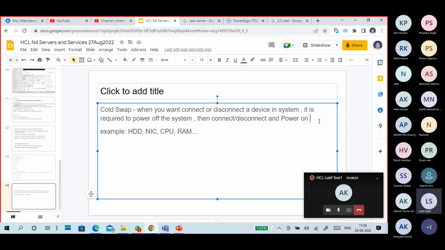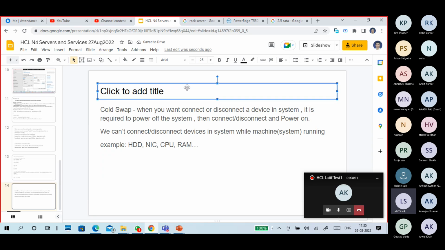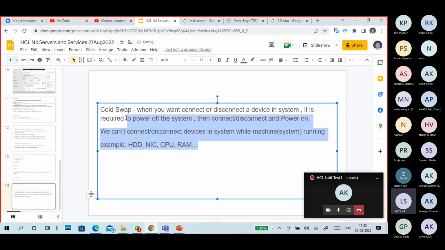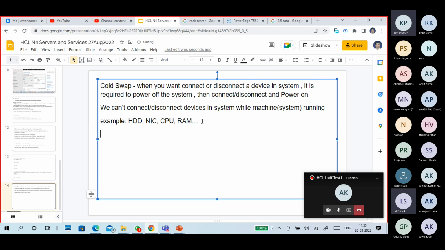So exactly, that is what cold swappable is. We cannot connect or disconnect devices in a system while the machine, meaning the system, is running. That is called cold swappable. Now, what is hot swappable? Hot swappable is the reverse of cold swappable.